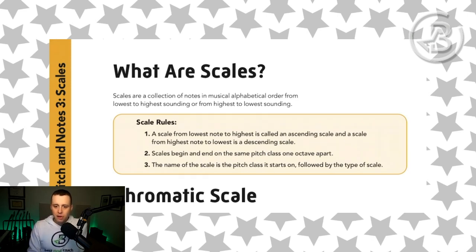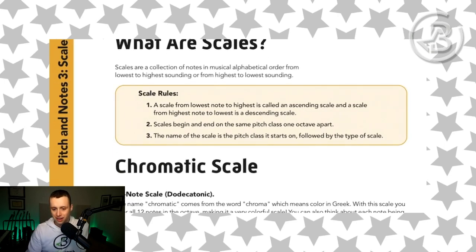The name of the scale is the pitch class it starts on, followed by the type of scale. So for example, we're going to talk about a chromatic scale in the next lesson. So let's practice this now. Let's say we have a chromatic scale that starts on the pitch class of A. It doesn't matter what octave register. It could be A1, 2, 3, 4, 5, 6, 7. Doesn't matter. So the chromatic scale starts on A, so we're going to say it is an A chromatic scale.